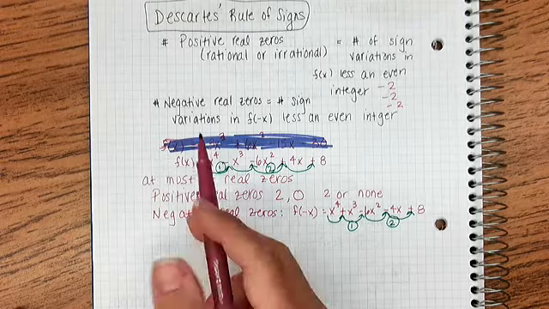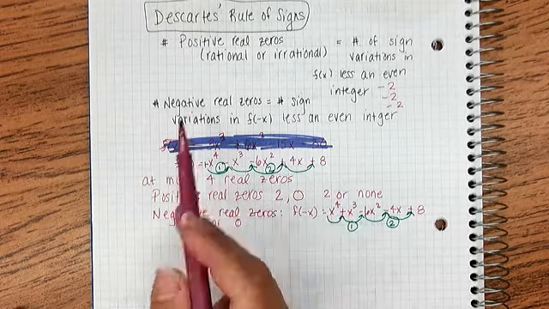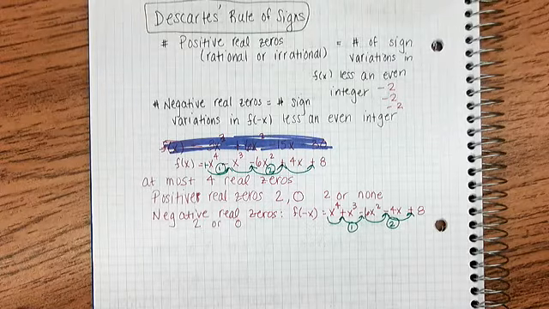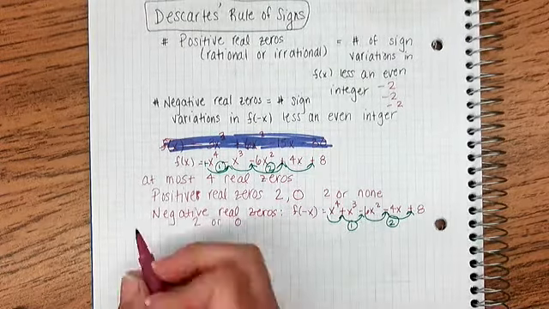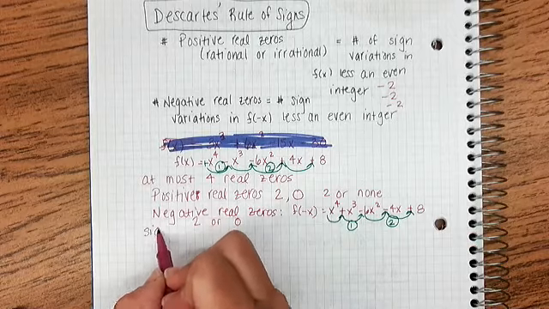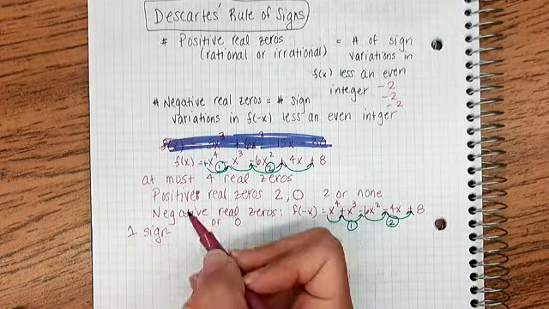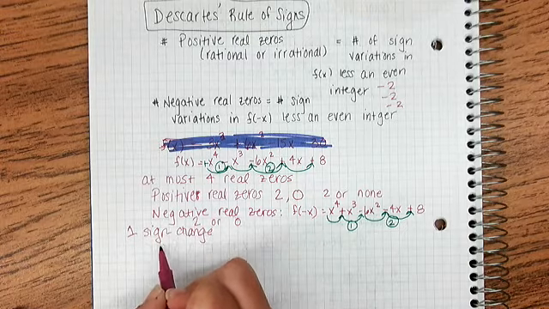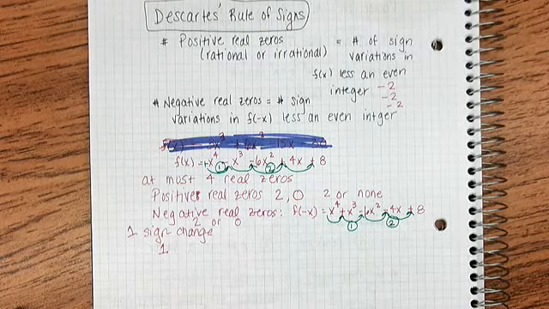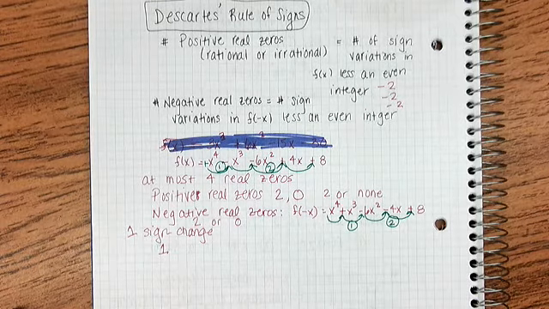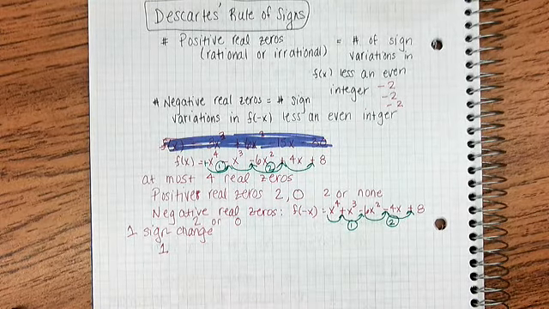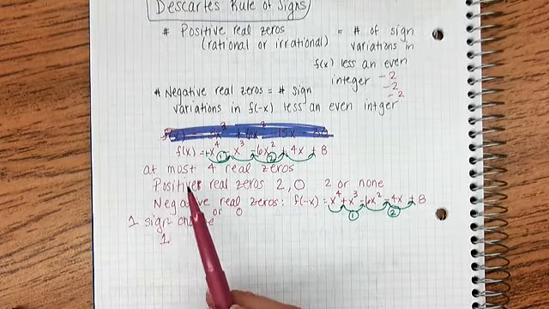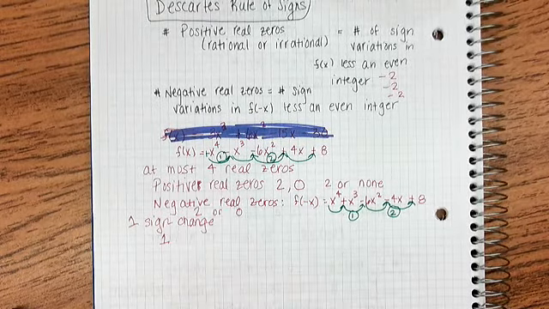If there's one sign change in the negative, then there's at most 1 negative real zero. When you subtract 2, you get a negative. So if there's 1 sign change, that means there is at most 1 zero of that nature. All right, so I know that there are at most 4 real zeros.